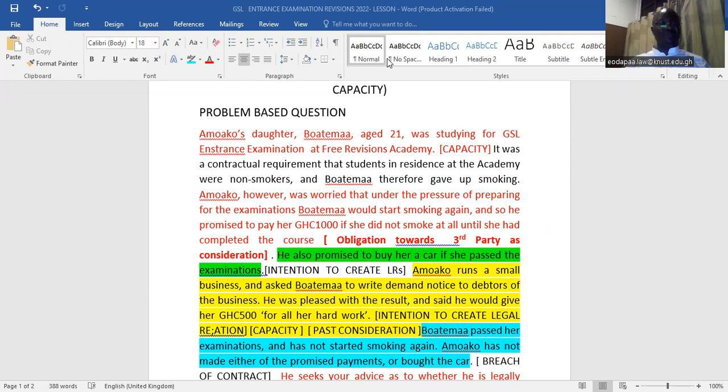Yes, from the facts, we could tell that it's a father and daughter relationship, and based on the family or social or domestic agreement at the creation stage of the contract, both parties do not intend to create any form of legal relation to make the contract enforceable. So what case illustrates that? What case supports that conclusion?